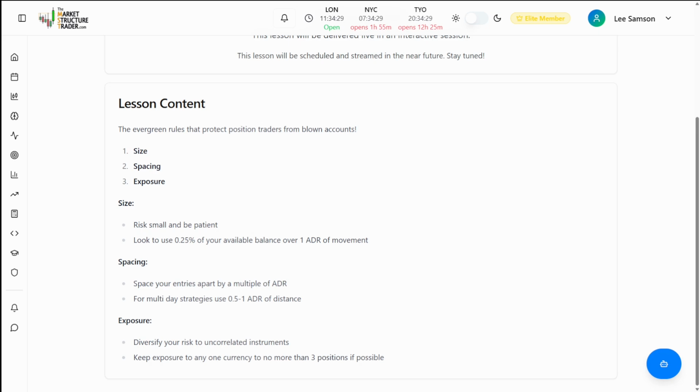So we don't set specific pip distances. We use the average daily range, which is a dynamic measurement, to decide how far apart to space our entries on each symbol that we trade. We don't get in just when we feel it's right to get in. A specific calculated distance based on the instrument's normal daily movement is what works the best.